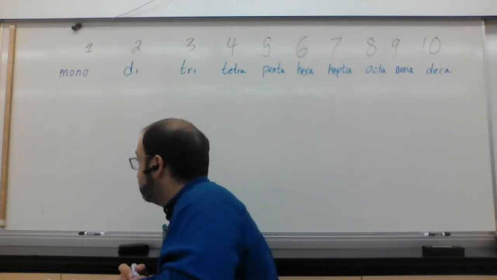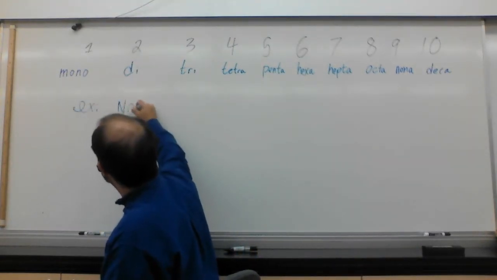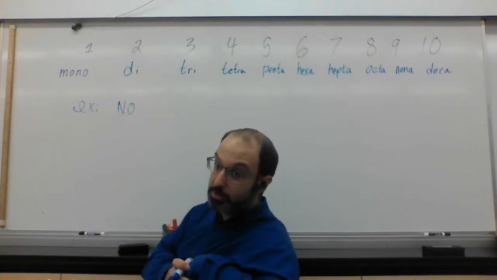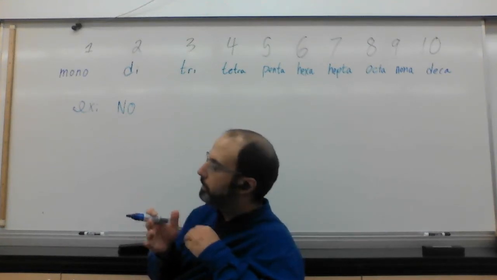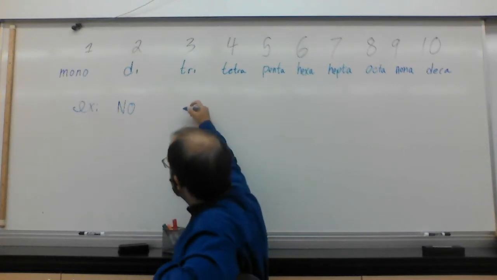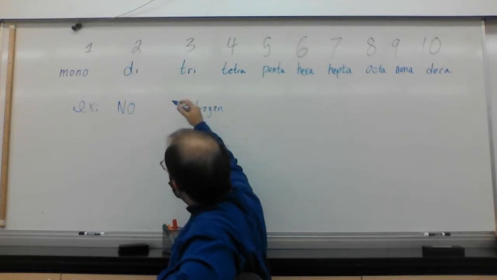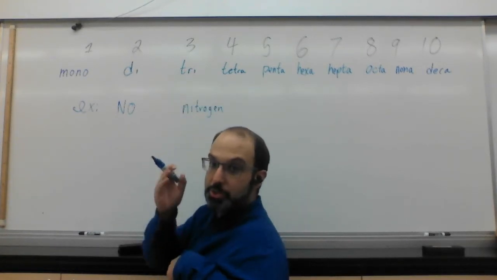So an example here would be NO. Okay? NO, there's clearly one N, there's clearly one O. They're both nonmetals, so we know it's covalent. Okay, so this is a covalent question. And you'd think, okay, well, nitrogen, and you'd wonder, like, do I put a mono in front? Because there's only one of them. And the answer is no.